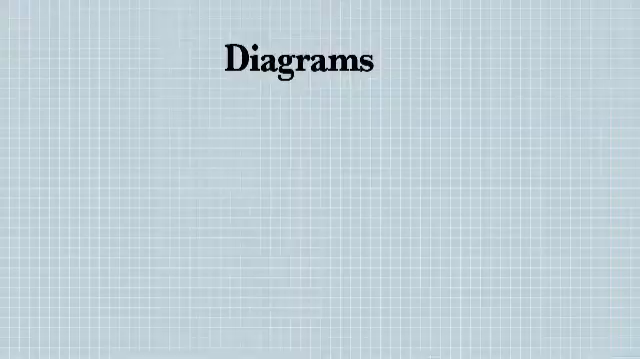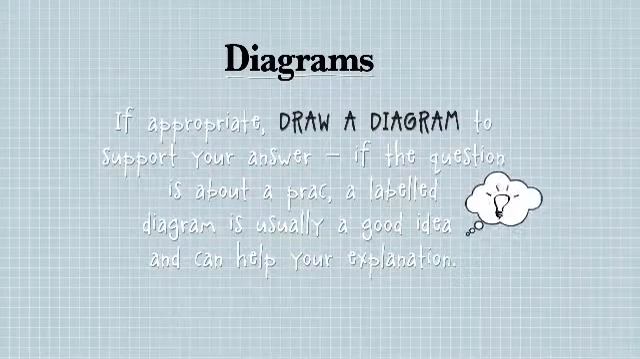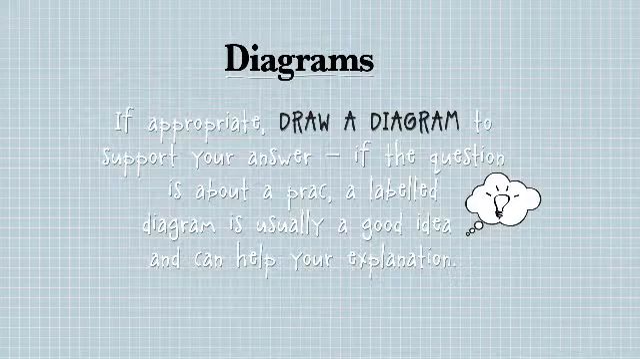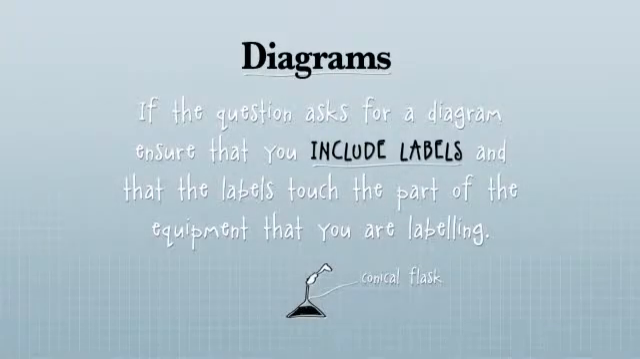You might get asked in the paper somewhere to draw a specific diagram, or perhaps when you're answering a question, a diagram might help. Remember, diagrams can often save you 1,000 words, particularly if you're trying to outline a procedure for a particular experiment. If you're asked specifically for a diagram or a labelled diagram, make sure that your labels actually touch the piece of equipment that you're labelling, as opposed to just pointing to some point in mid-air.